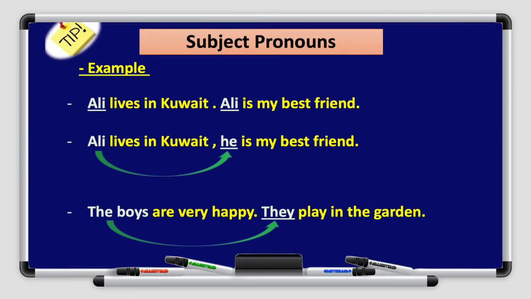Let's discuss some examples. Ali lives in Kuwait. Ali is my best friend. Here Ali is repeated in the two sentences. To avoid this repeating, I will say Ali lives in Kuwait. He is my best friend. Another example, the boys are very happy. They play in the garden. And here we use they to replace the boys.